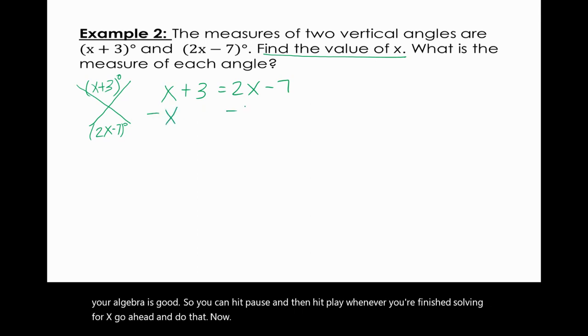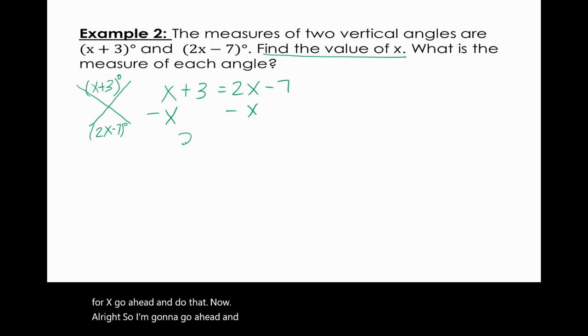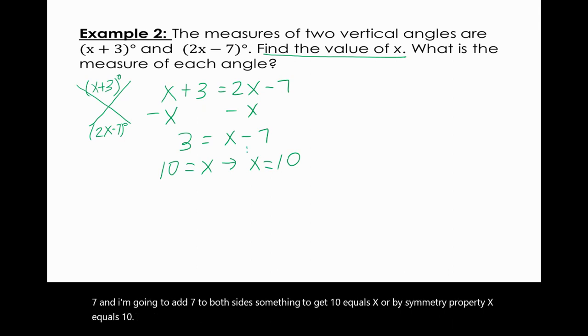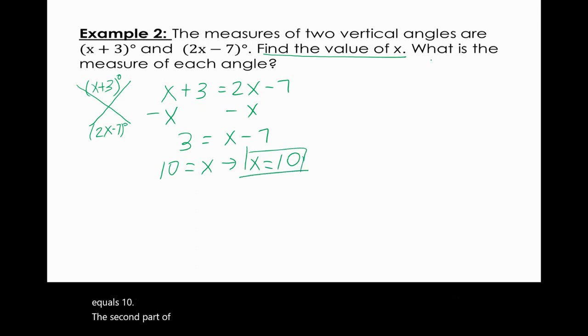All right, so I'm going to go ahead and subtract x from both sides. I'm going to get 3 equals x minus 7, and then I'm going to add 7 to both sides, so I'm going to get 10 equals x. Or by the symmetry property, x equals 10. The second part of the problem is asking, what is the measure of each angle?